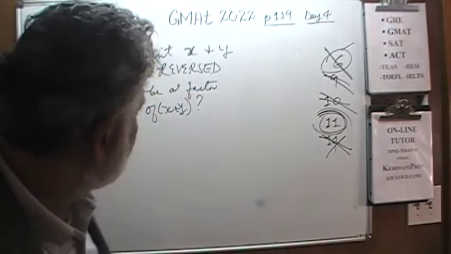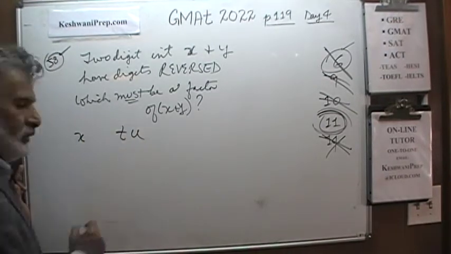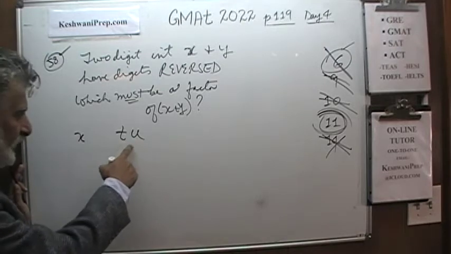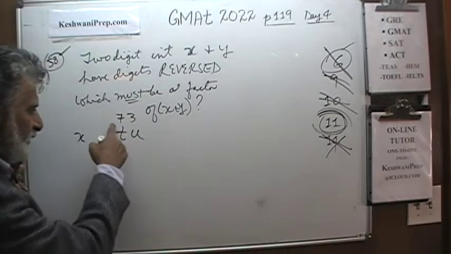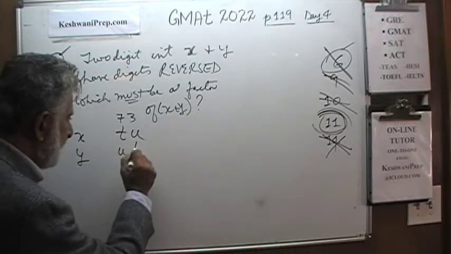So let's look at the algebra. We have one number, x. Let's say it is tu. T represents a digit, you understand? A tens digit. It's not t times u, it's tu, like 73. In which case, t would be 7 and u would be 3. And y would simply be uT.